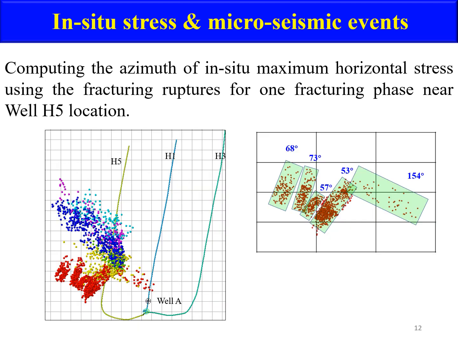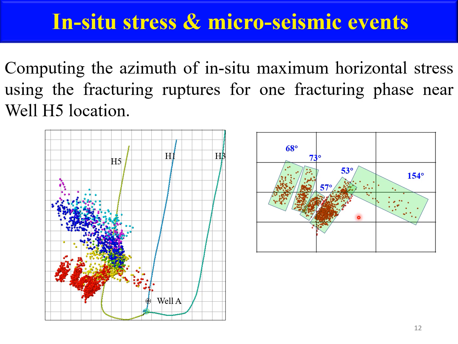Here is one more example of computing the azimuth of in-situ maximum horizontal stress using the fracturing ruptures for one fracturing phase near the well H5 location. The figure on the right is a zoomed display of the red fractures shown in the left figure. In this example, we have 5 clouds of ruptures. We computed 5 azimuths of in-situ maximum horizontal stress.